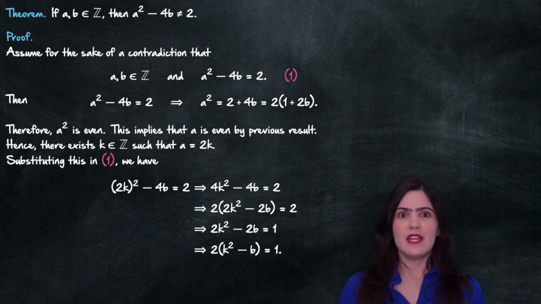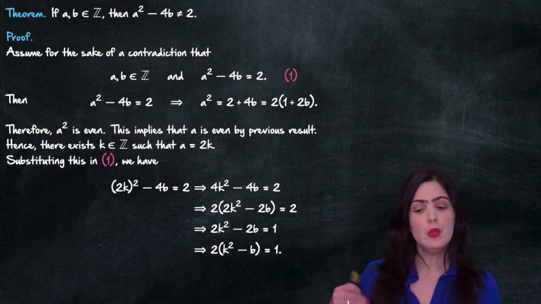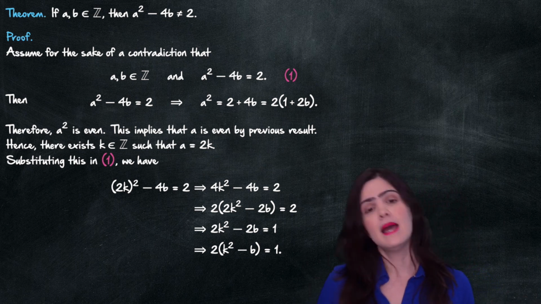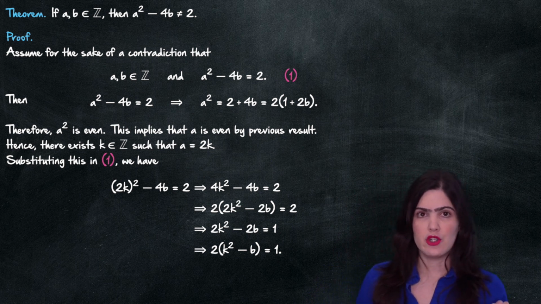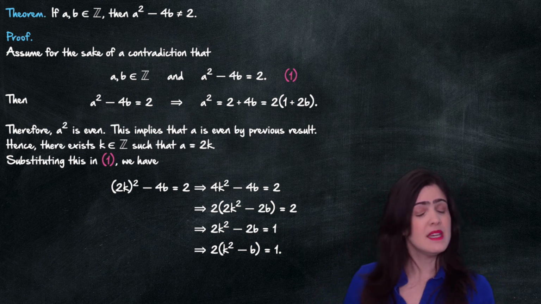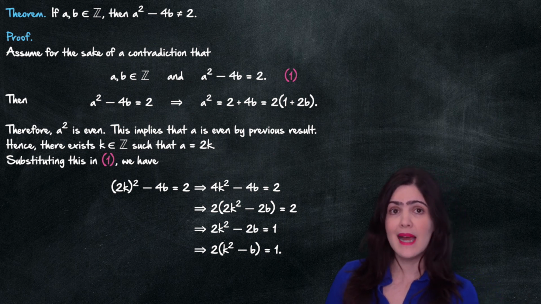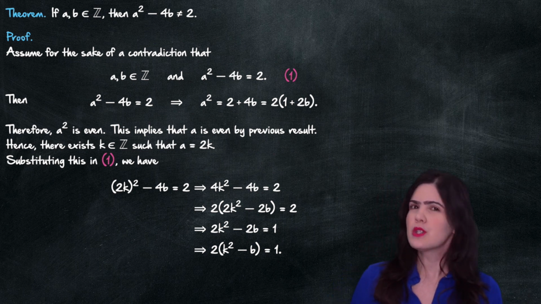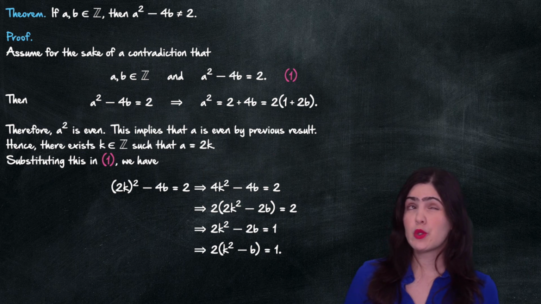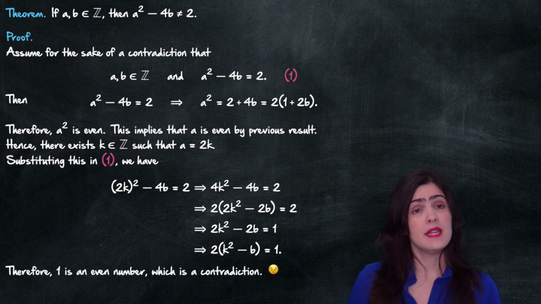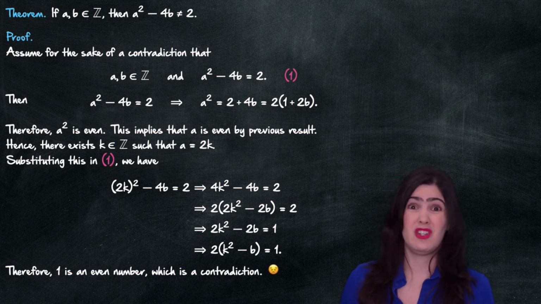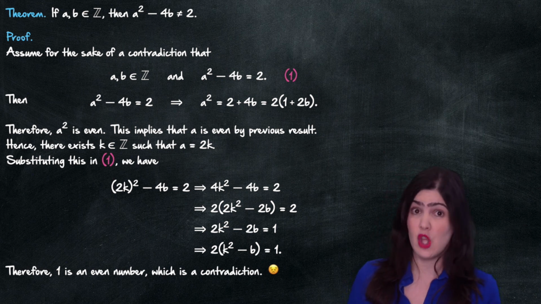Well, if I take 2 common factor, I end up with 2 times (k squared minus b) is equal to 1. But k is an integer, so k squared is an integer. b is an integer, so k squared minus b is an integer. So we're saying that 1 is equal to 2 times an integer. That means that 1 is an even number. But this is a contradiction. We know that 1 is not even.